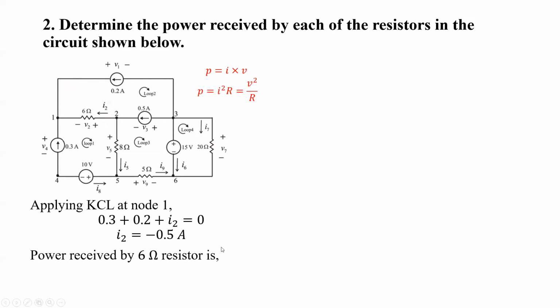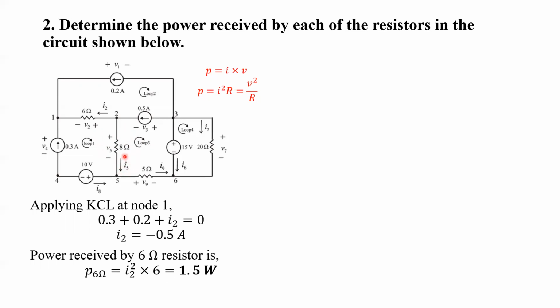So now power received by the 6 ohm resistor is given by I squared R, that's 0.5 squared times 6, which equals 1.5 watt. In this way, we have computed the power received by the 6 ohm resistor. Now, let's compute the power received by the 8 ohm resistor. In order to compute it, we need either V5 or I5, right? So it's easy to compute I5.